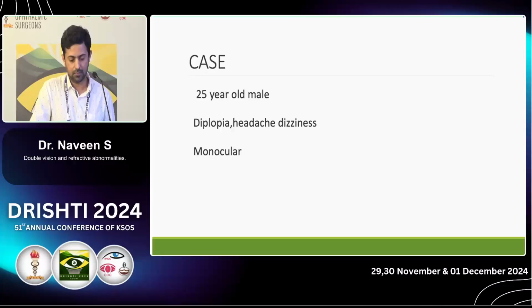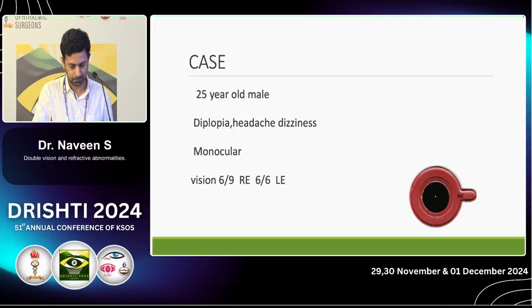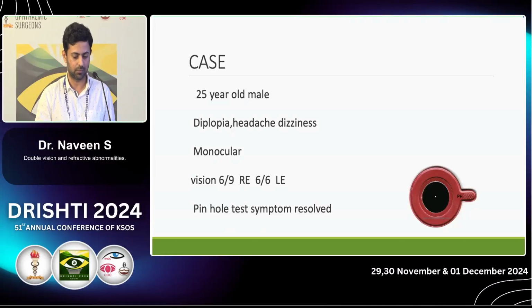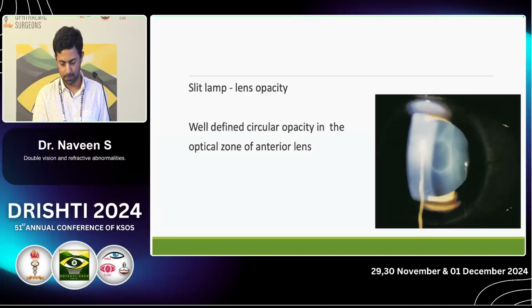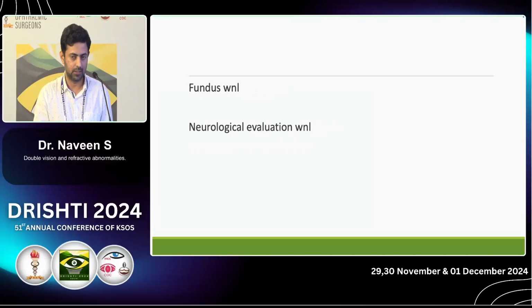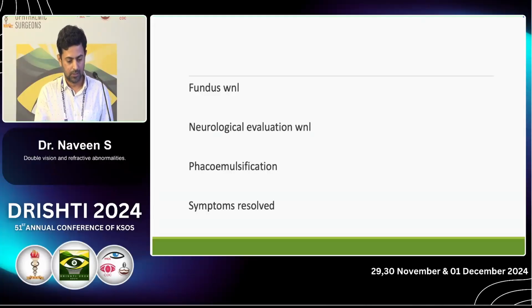And from the symptoms and from the evaluation, the patient is having monocular diplopia. His vision was 6/9 in the right eye and 6/6 in the left eye. So we have to do a pinhole test, and with the pinhole test, the symptoms resolved. So we have to do a slit lamp examination, and slit lamp examination showed a lens opacity in the central visual axis, a well-defined circular opacity, and the rest of the examination was within normal limits. So this was a case of lens causing diplopia, and a phacoemulsification surgery resolved the patient's symptoms.